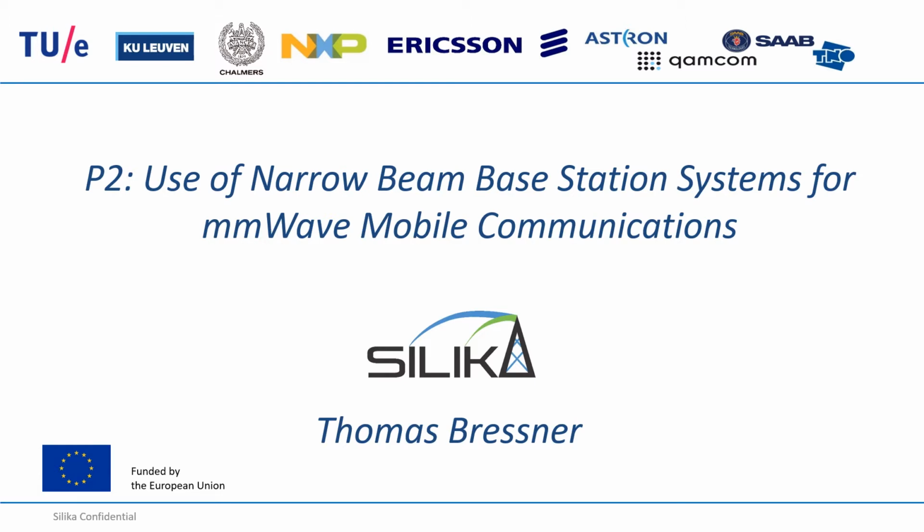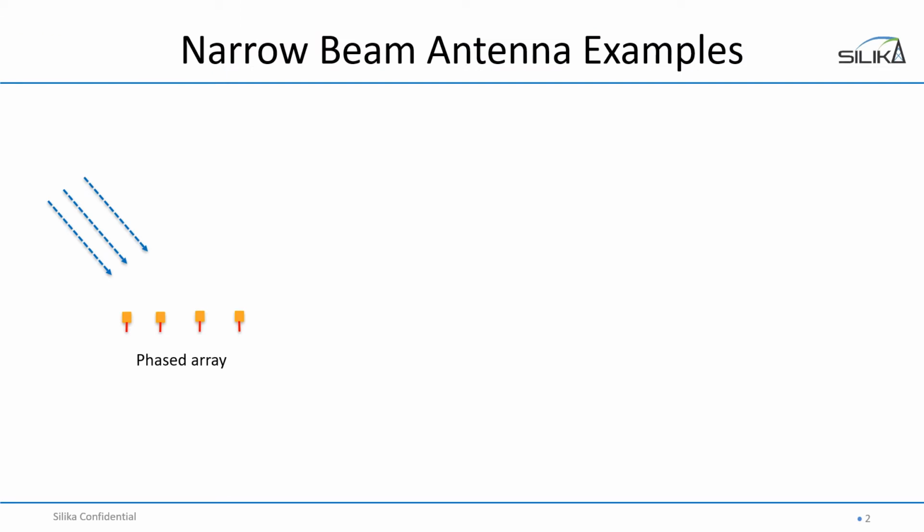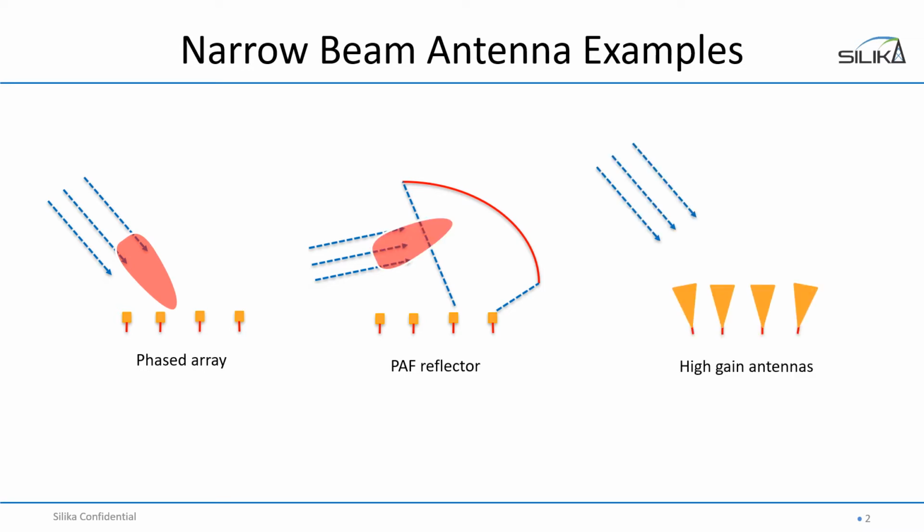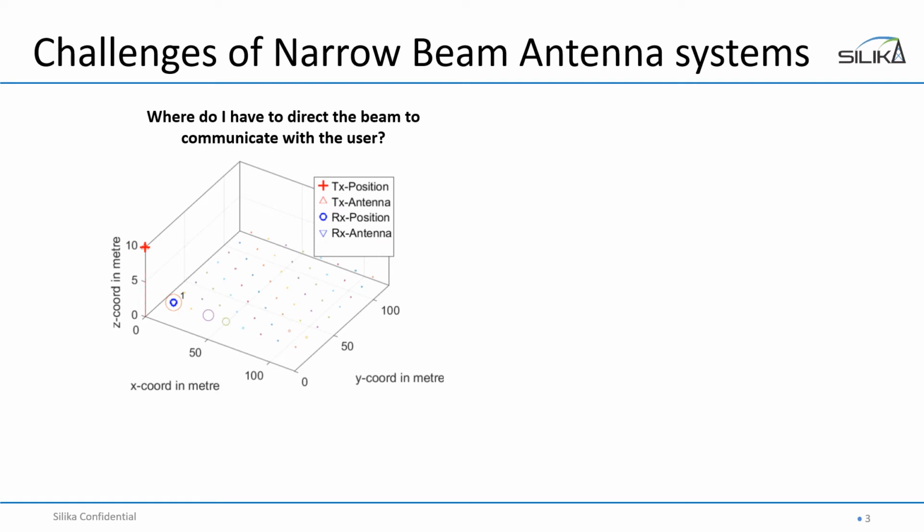wave mobile communications. Narrow beam antenna systems can be realized in multiple ways. For example, we can use multiple antenna elements as a phased array to generate a beam in a certain direction. Another way is to use a phased array fed reflector, where we use a smaller array to illuminate a reflector which results in a high gain beam. Or we use directly high gain antennas, like horn antennas, to generate a beam with a high gain in a certain direction. In all those cases, we have one common problem.